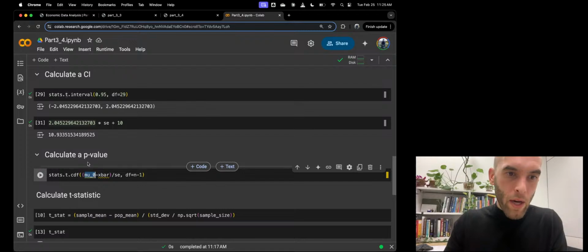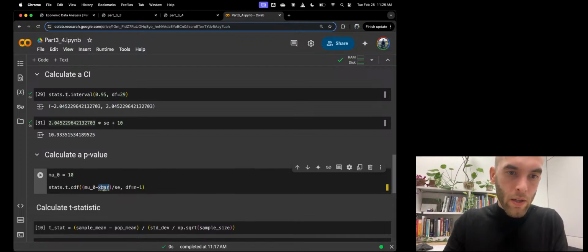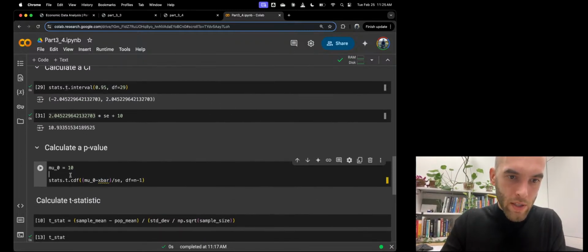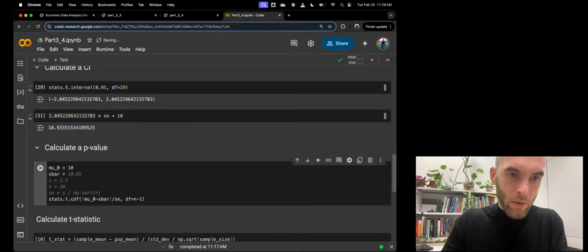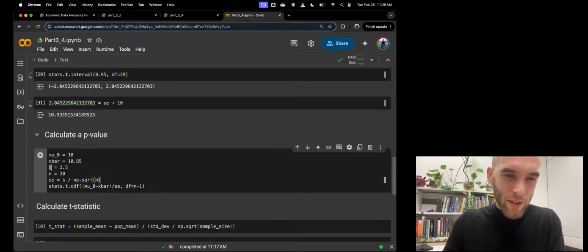So our null hypothesis in this case, our mu0, is 10. And then our x bar, let's keep the same notation. X bar is equal to 10.85. And look at that, Gemini predicts what we're doing. So we have our sample standard deviation, we have our sample size, and then we have our standard error. And all of that just goes into the CDF.